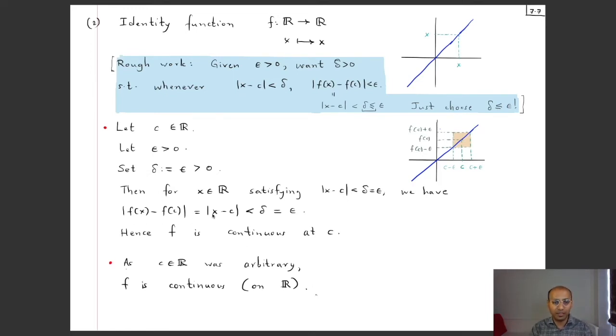Well, f of x is just x, f of c is just c. So this is mod x minus c. What do I know about mod x minus c? Well, that's less than delta, which has been chosen to be equal to epsilon. So what have we checked?